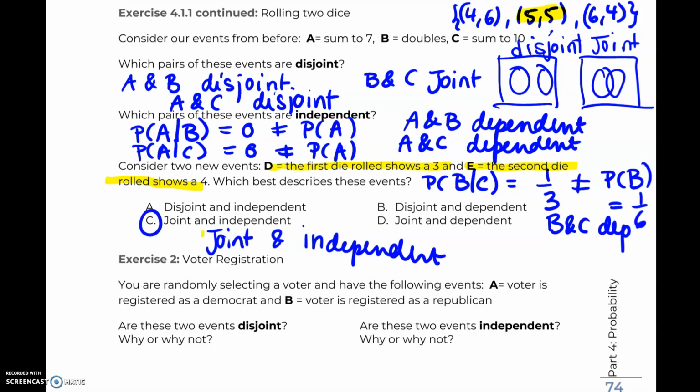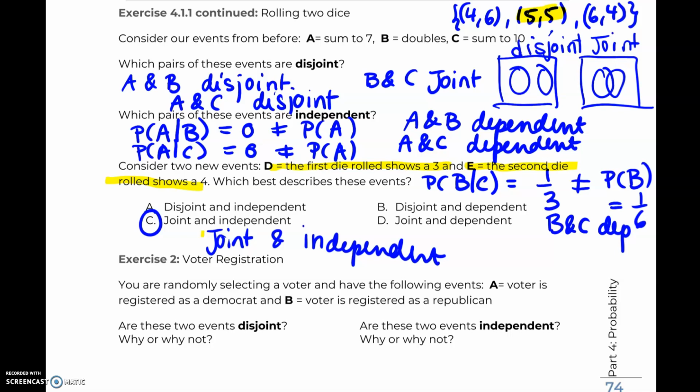So keep in mind, look at the question very carefully. See if they could happen at the same time. If they do, then they're joint. If they cannot happen at the same time, then they're disjoint. And if one does not affect the other, then we call it independent. If the one affects the other, meaning we already know one happened, will that change the probability of the other one happening? Then it's dependent. So these usually are really difficult for students, especially to see the difference between disjoint, joint, and dependent and independent.